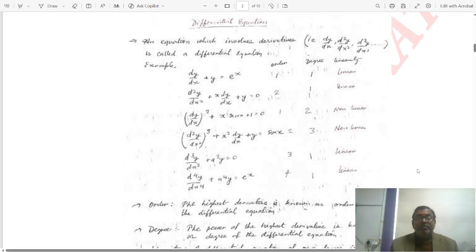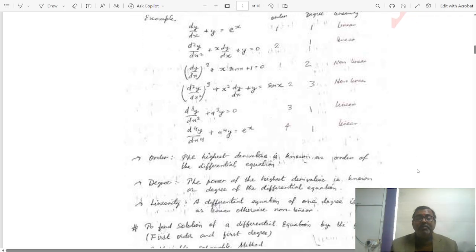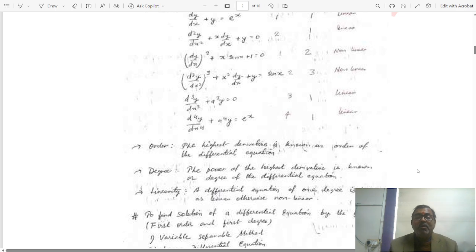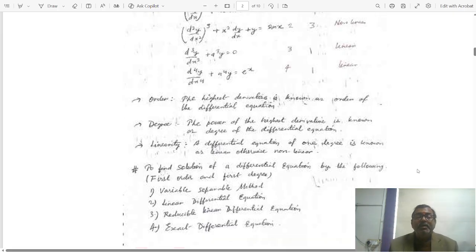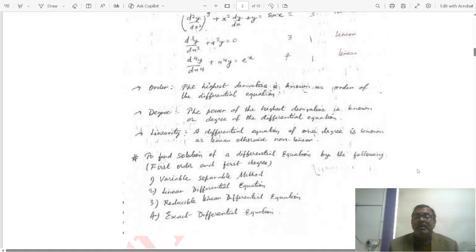Now, to define the order of a differential equation, the highest derivative gives the order of the differential equation. Degree: the power of the highest derivative is known as the degree of the differential equation. Linearity: a differential equation whose degree is 1 is called a linear differential equation.